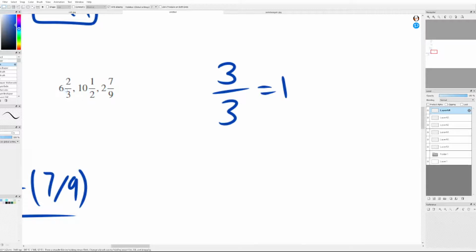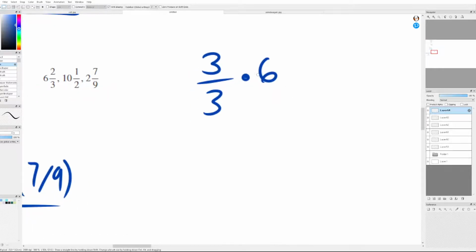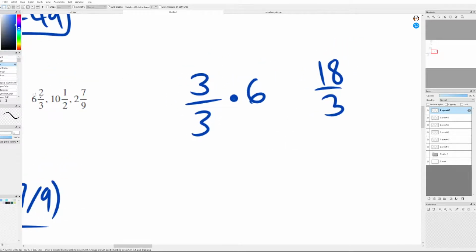And then for 2/3, first, we have 6 3 over 3s, so we can times that by 6, and then we get 18 over 3. But we have to add the 18 back to this too, because this is just 6, but we have something a little bit bigger than 6, a little bit smaller than 7. So what we're going to do is 20 over 3.